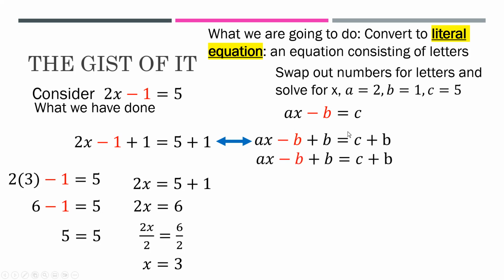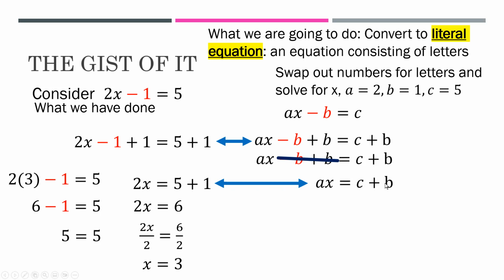The B's cancel, gone. We're left with C plus B. We're still trying to get that x by itself, so now we have to take care of the A, which over here we saw was a 2. Exactly right here, 2x is equal to 5 plus 1.